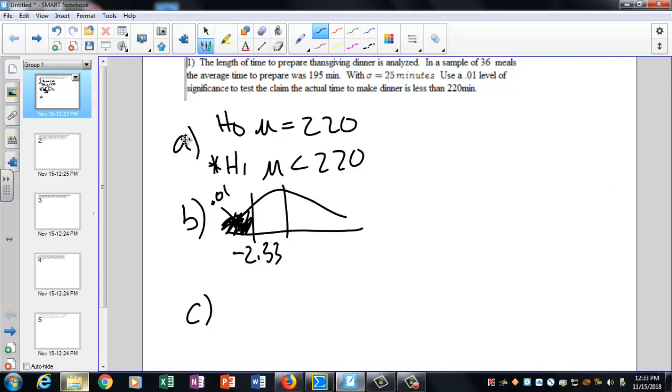Okay. All right, part C. Z equals x bar minus mu over sigma divided by the square root of n.